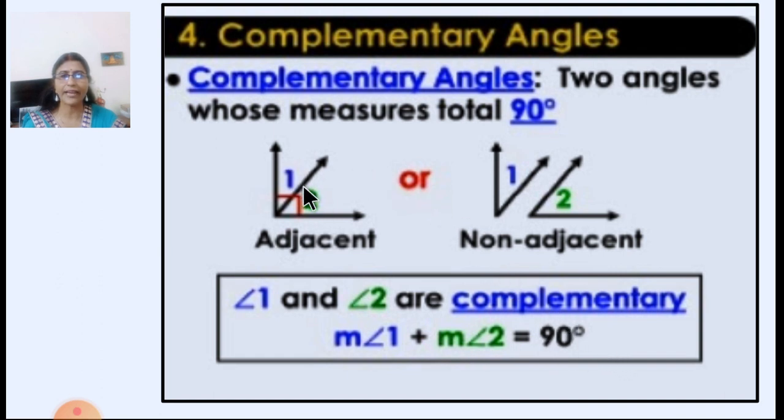Here you can see these two angles are adjacent. Why are they adjacent? Because they have a common side. You can see this side is common to both the angles and they have a common vertex. So that's why they are adjacent.